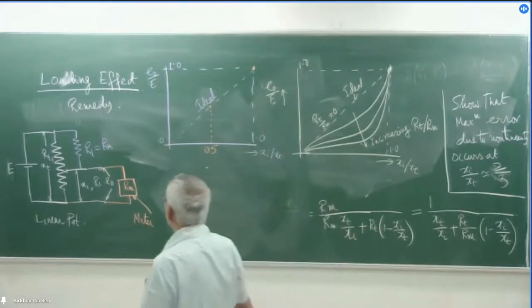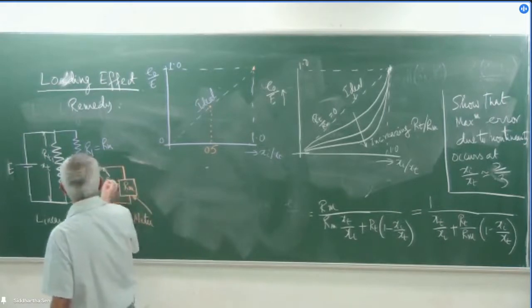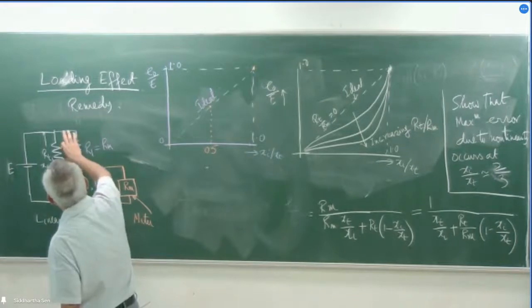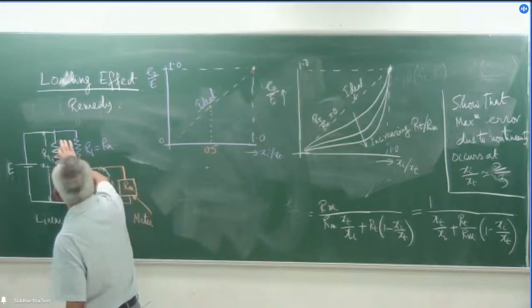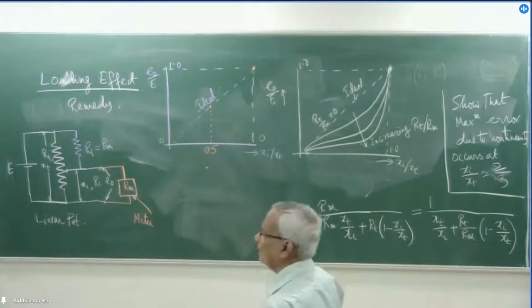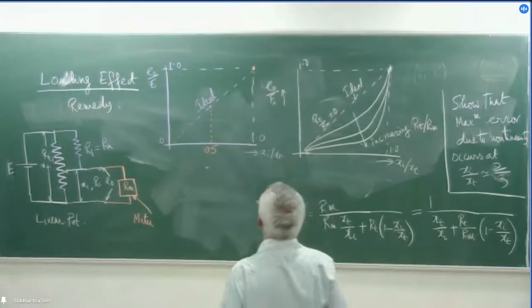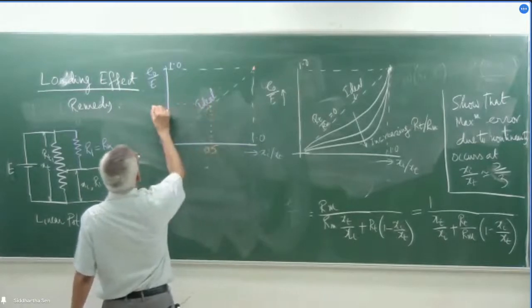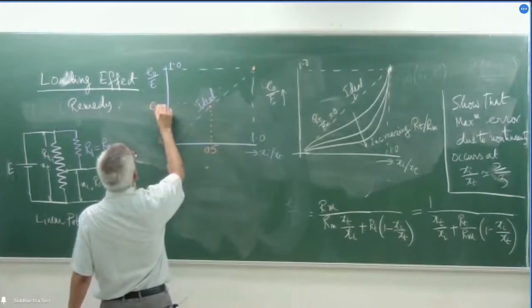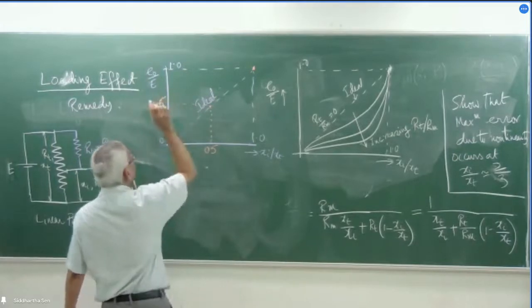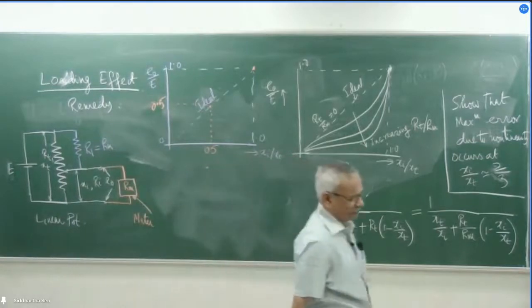If it is 0.5, this is coming Rm, this is coming Rm, this is at the midpoint, RT by 2 parallel Rm, and here RT by 2 parallel Rm. Perfectly symmetrical circuit. So what will be the value? This value will be simply half of, this will be simply 0.5. This will also be 0.5.